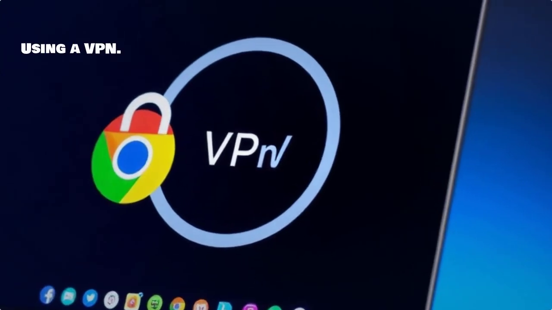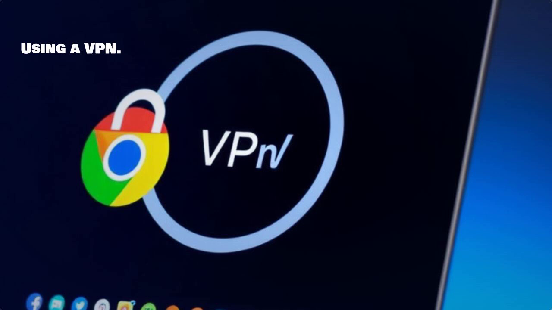One common method is using a VPN. This can be effective, but be aware of the risks like network security issues or potential disciplinary action.